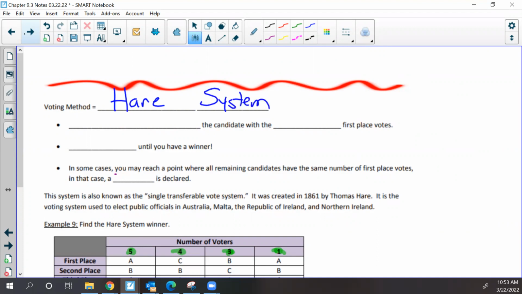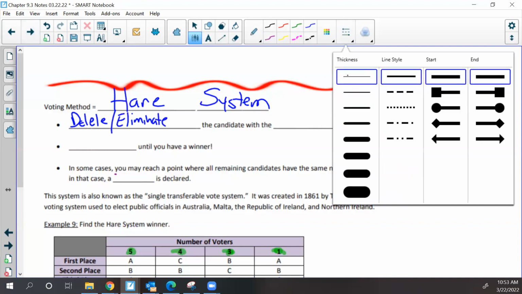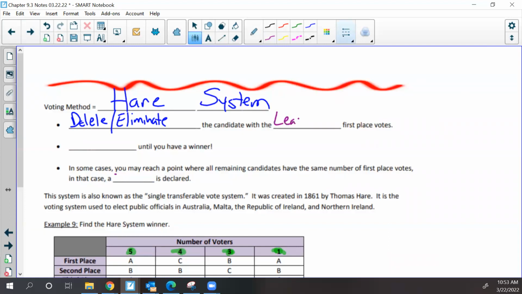And what happens with the Hare system is that you delete or eliminate the candidate with the least votes, right? The fewest first place votes. So we're counting first place votes, and those votes are redistributed to the next person in line. And you repeat this until you have an ultimate winner.